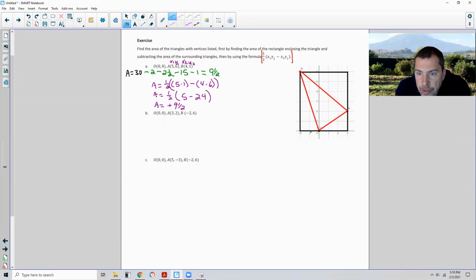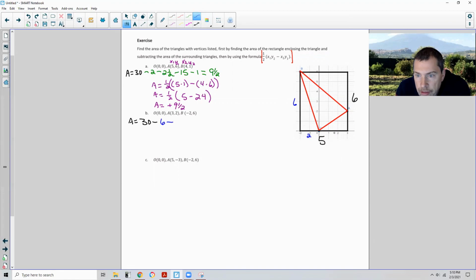The area of the rectangle, this distance is 3 plus 2 or 5. The height goes from 0 to 6. That's a height of 6. 6 times 5 is 30. So the area of the rectangle is 30. And we're going to subtract all 3 areas of the triangles. So this one here is a distance of 2, and this is a distance of 6. 6 times 2 is 12. Half of 12 is 6.